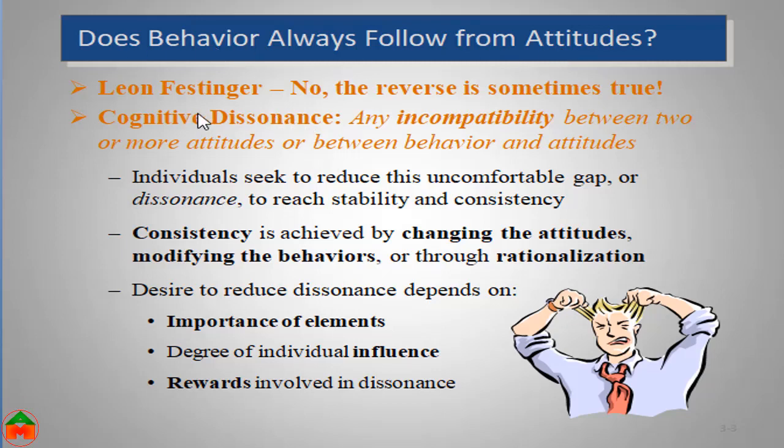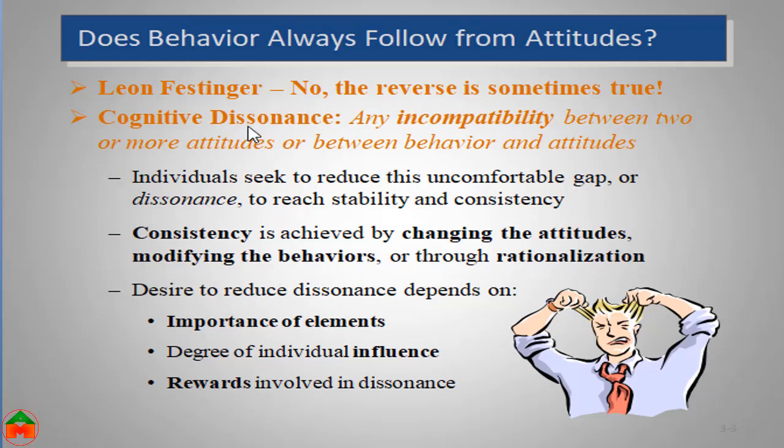Sometimes we observe people who will change what they say so it doesn't contradict their behavior. When attitudes and behavior don't line up, the individual will experience cognitive dissonance. So what is cognitive dissonance? Cognitive dissonance indicates the incompatibility between 2 or more attitudes, or between behavior and attitudes.